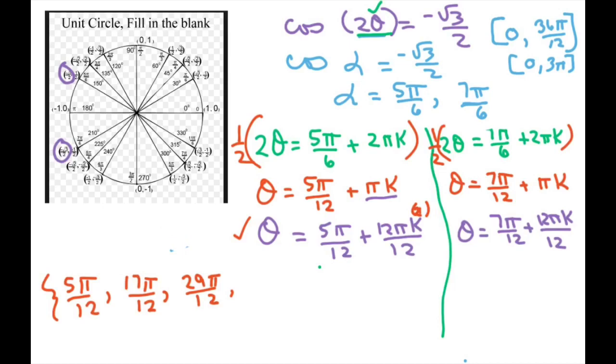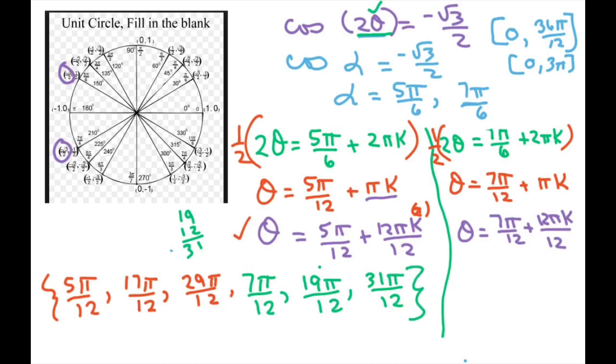Now for this one, I have 7 pi over 12. That's if k is 0. Now keep adding 12. So 7 plus 12 is going to be 19 pi over 12. Add 12 to 19. That's going to be 31 pi over 12. And you can't go any higher. If you add 12 to 31, it's going to be too big. And so those are all your solutions.